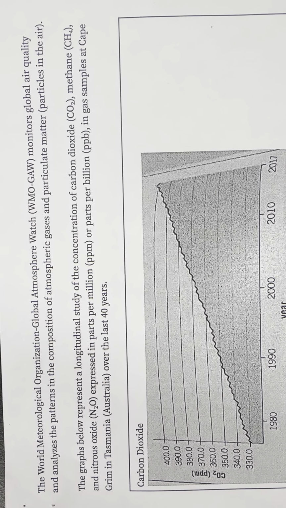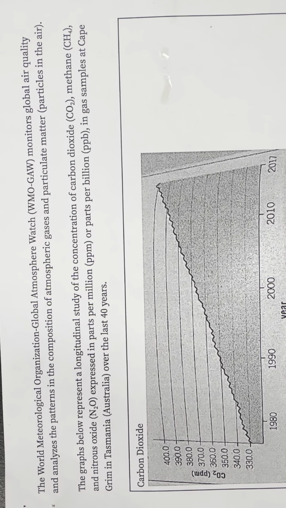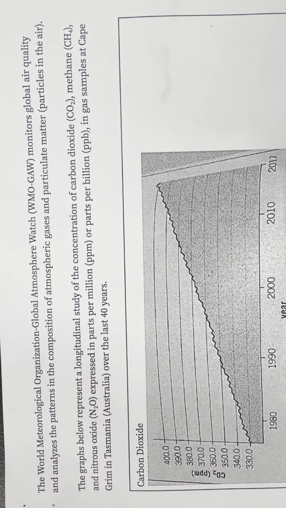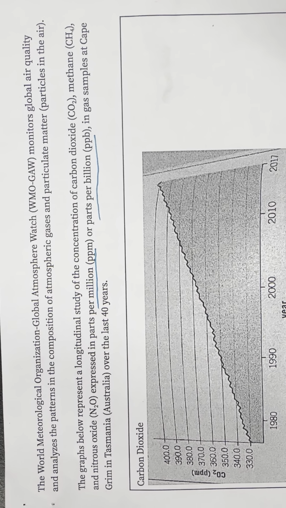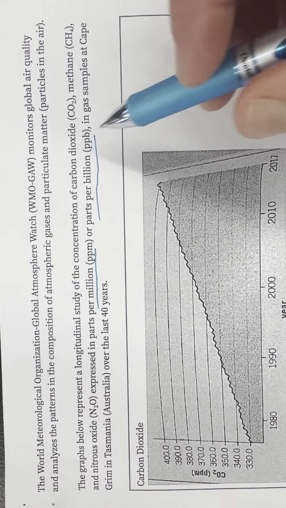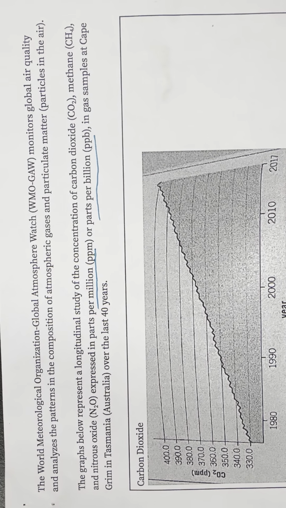And each graph is looking at a different particle in the air and its concentration, or amount of that particle in the air. You're going to be looking at carbon dioxide, methane, and nitrous oxide. Some of these are expressed in something we call parts per million or parts per billion. What parts per million means is that if we take a sample of a gas, in this case air, that has 1 million parts in it, 1 million particles, we're looking at the number of, let's say, carbon dioxide particles that are in that 1 million particle sample.